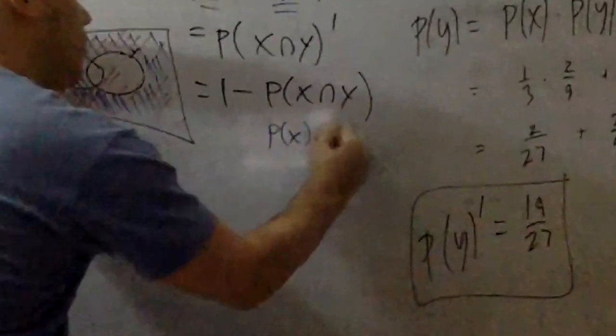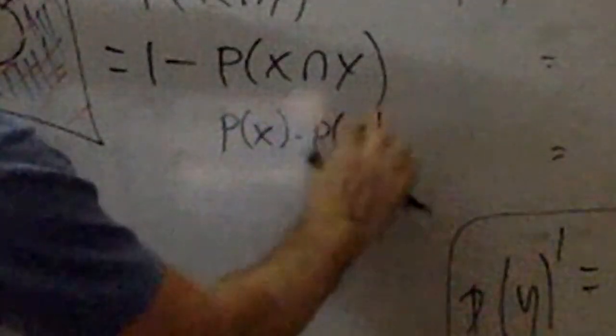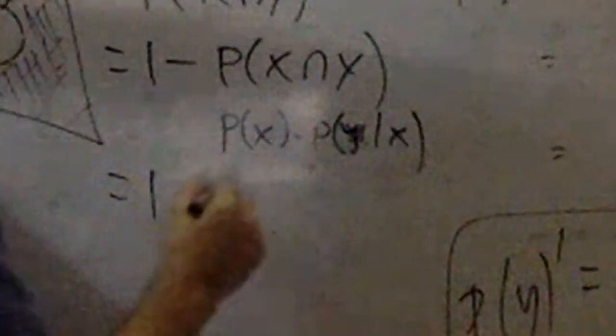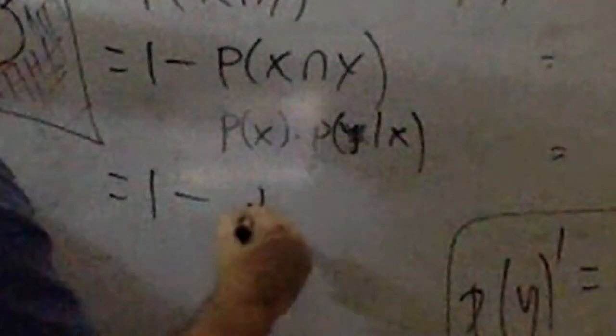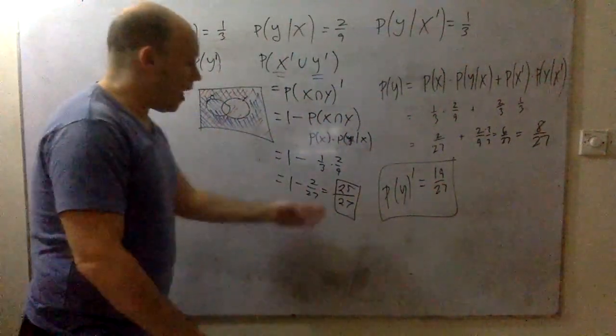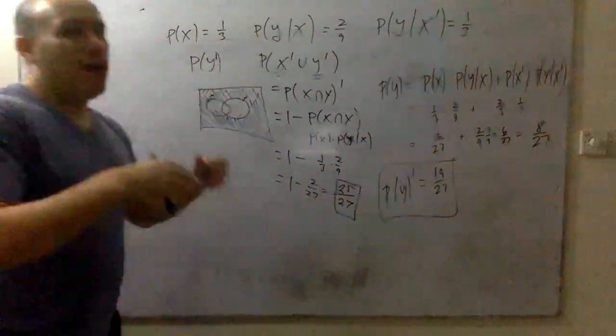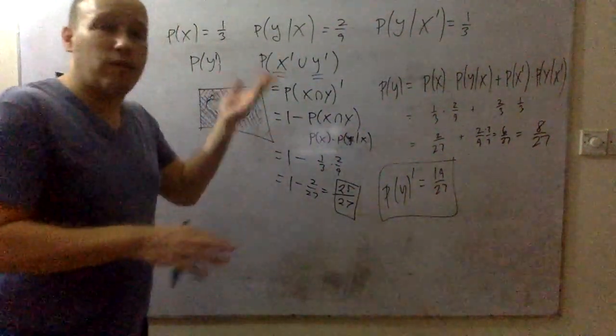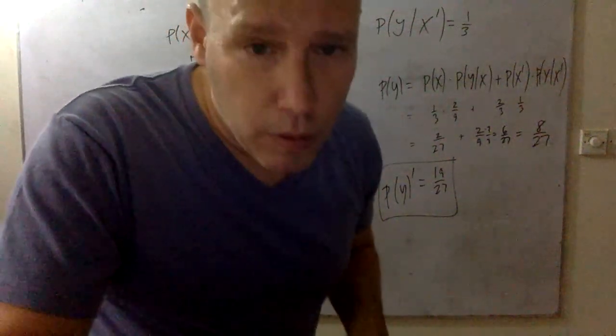Well, we know it's the probability of X times the probability of Y given X. So we have 1 minus 1/3 times 2/9, 1 minus 2/27. Final answer, 25/27. And that's the answer. So this is your abstract thinking. This is your part 1 questions. Good luck with the rest of the questions.